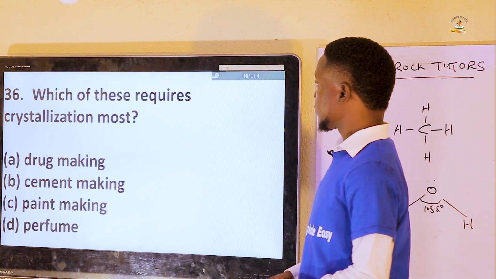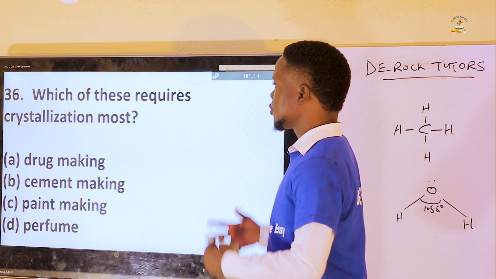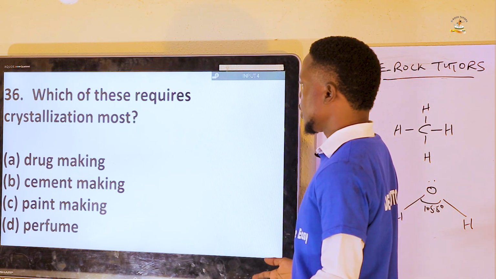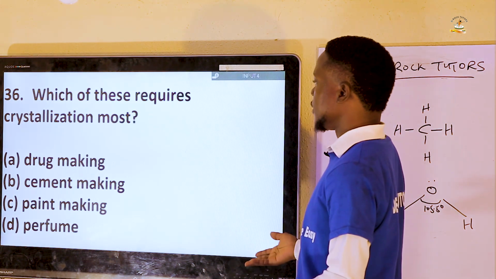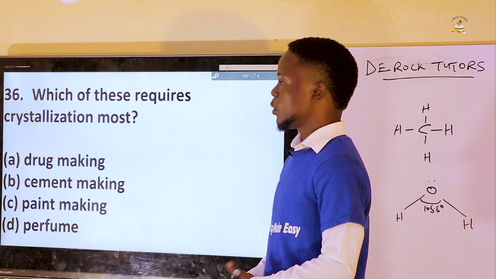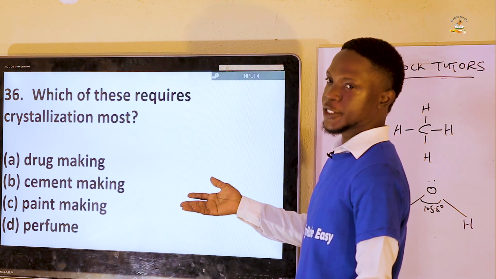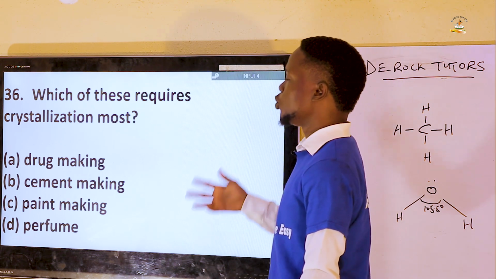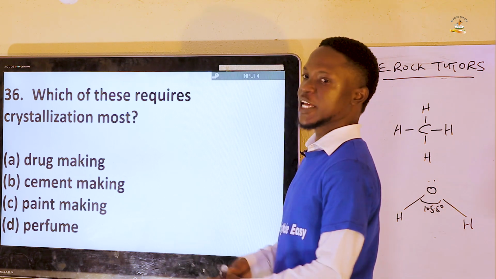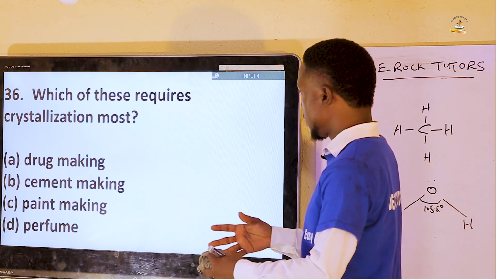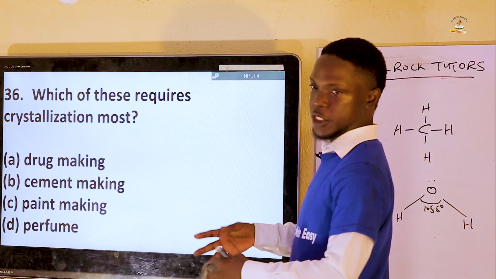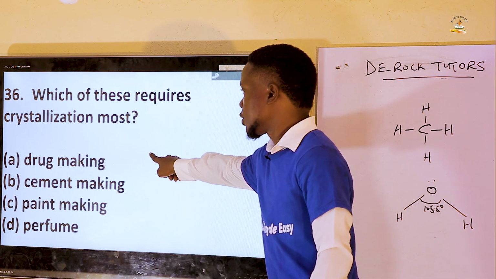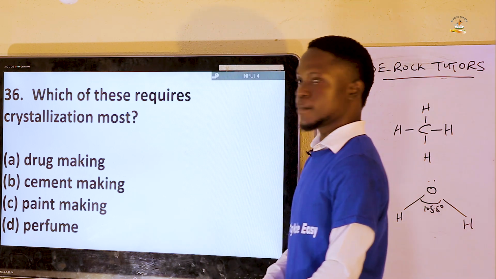Number 36. Which of these requires crystallization most? A, drug making. B, cement making. C, paint making. D, perfume. Now, all of these require crystallization, but the one that requires it most is drug making, because crystallization is about producing a pure substance. Okay, and we need drugs to be produced in their purest form. So the answer is drug making, A.